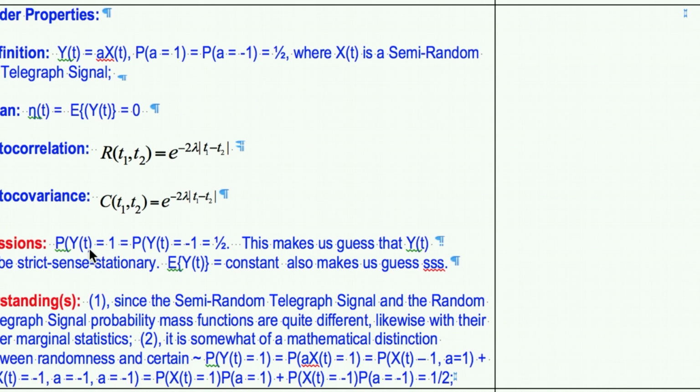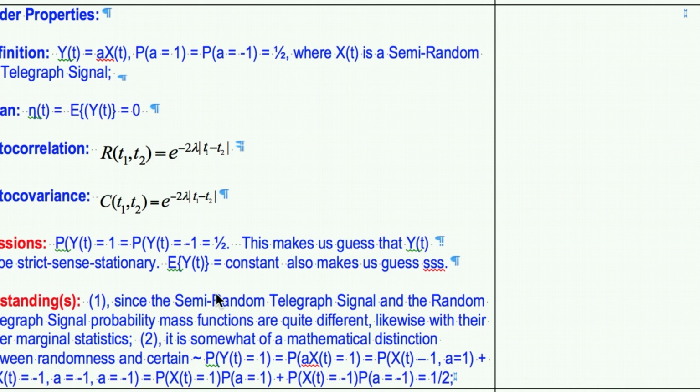In terms of some of the discussions regarding this particular process, the probability that y of t is equal to 1, or rather the random variable equal to 1, and the probability that y of t is equal to minus 1 are each equal to 1/2. This makes us guess that y of t may be strict sense stationary. However, seeing that its mean is equal to 0 will lead us to believe that it is not weak sense stationary. But let me continue on.